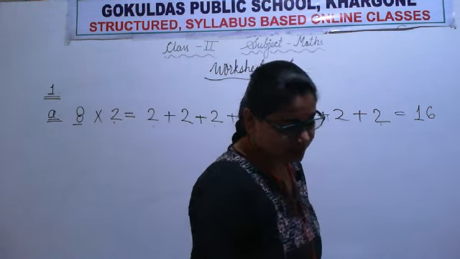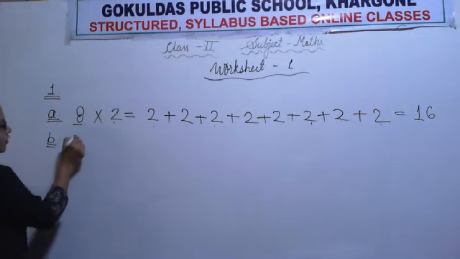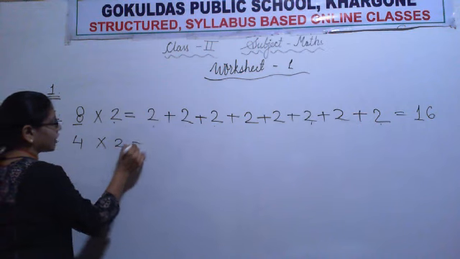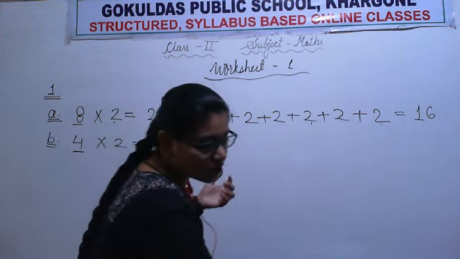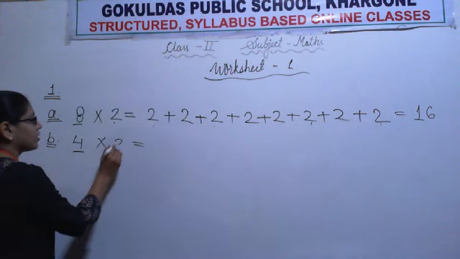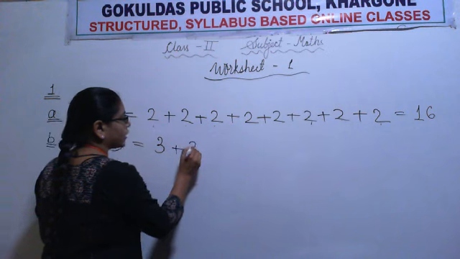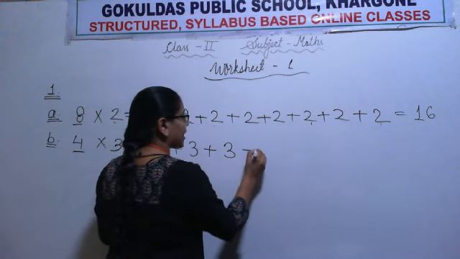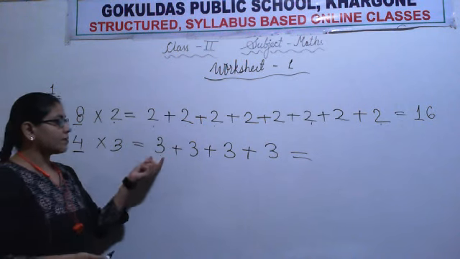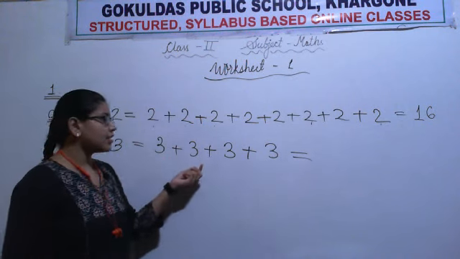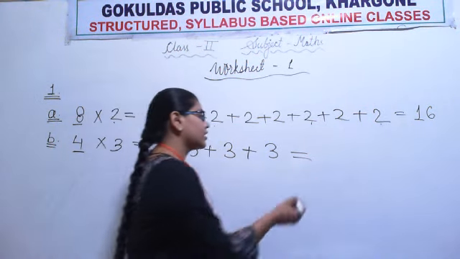Now the next one is 4 into 3. So again this is times. So 4 times 3. Sorry, it's 3. So 4 times 3: 1 time, the second time, third time and fourth time. So now let's add 3 plus 3 is 6, 6 plus 3 is 9 and 9 plus 3 is 12.